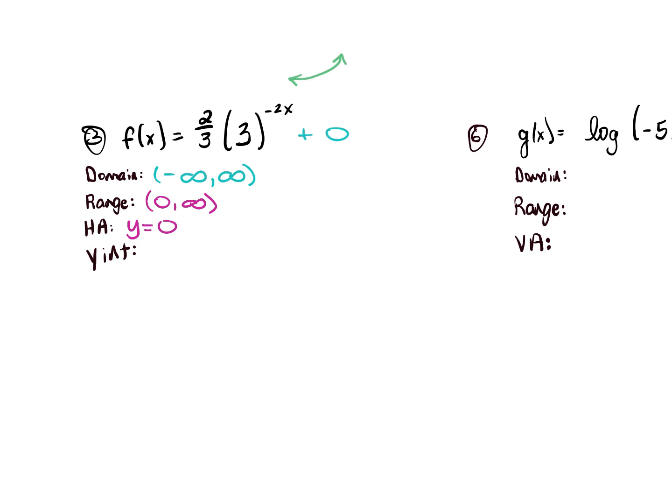Lastly, find your y-intercept. Rewrite this as y is equal to 2 over 3 times 3 to the power of negative 2 times 0. Negative 2 times 0 is 0. So that's 2/3 times 3 to the power of 0. Anything to the power of 0 is 1. So that's 2/3 times 1, which just gives you y is equal to 2/3. So the ordered pair that is your y-intercept is 0, 2/3.